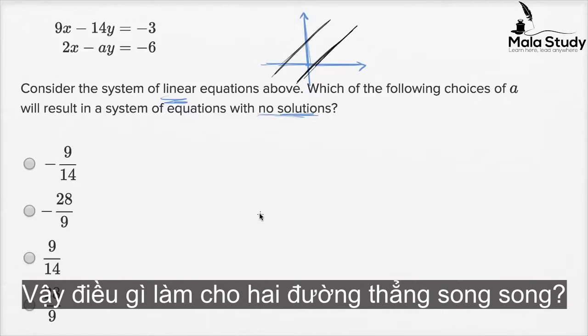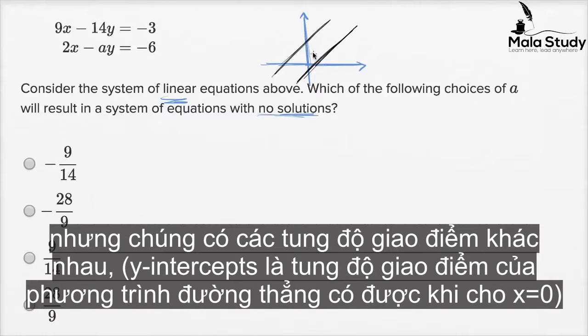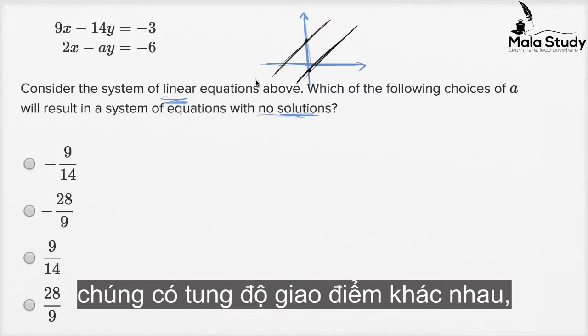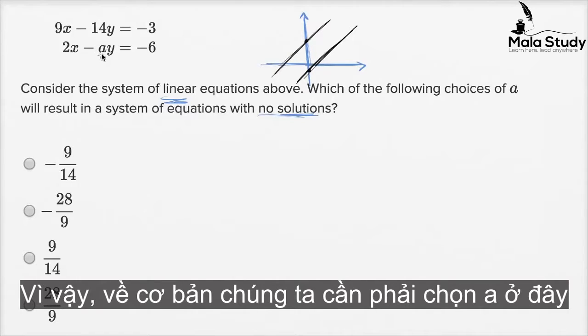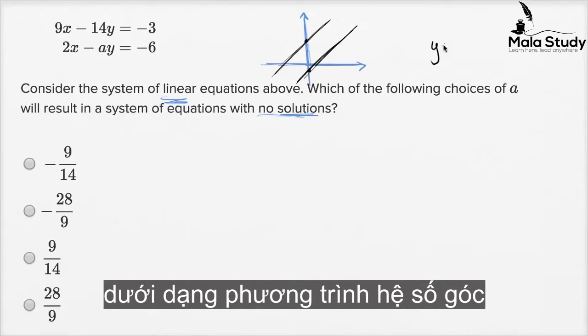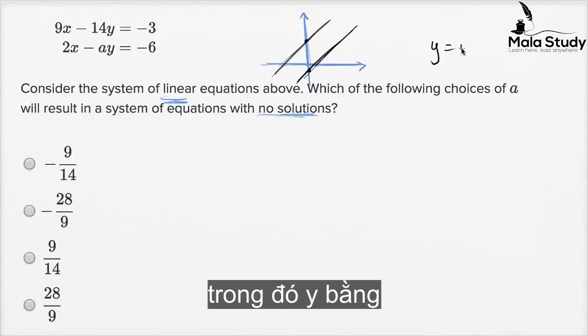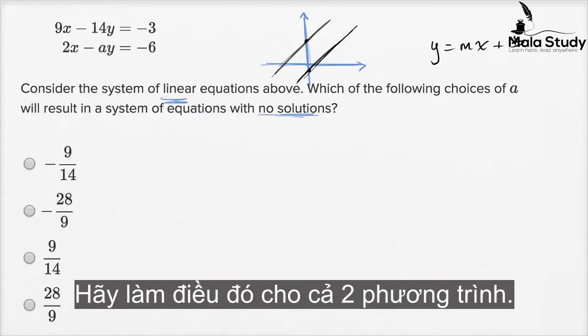So what makes two lines parallel? Well, if they have the same slope but different y-intercepts, they're going to be parallel. So essentially, we need to pick the A here that makes the second line parallel to the first. To do that, I'm going to write both of them in slope-intercept form, where y is equal to the slope times x plus the intercept. So let's do that for both of these.